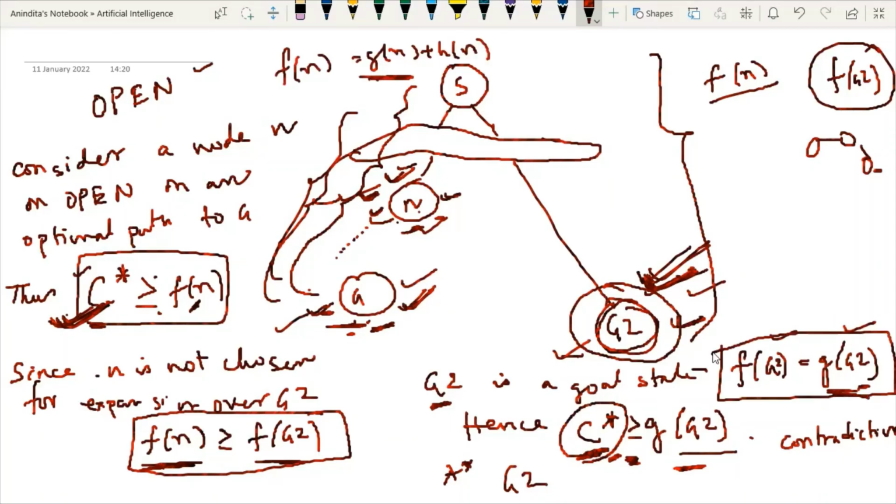So in order to prove that A star is admissible or not, we have to use this kind of scenario, right? By using the definition of admissibility, we cannot prove it. So always we have to use proof by contradiction. Here you have to remember one point. In order to prove this, first you have to write a few points. I'm just giving you the points. You can make a note over here. So, A star algorithm is admissible or not.